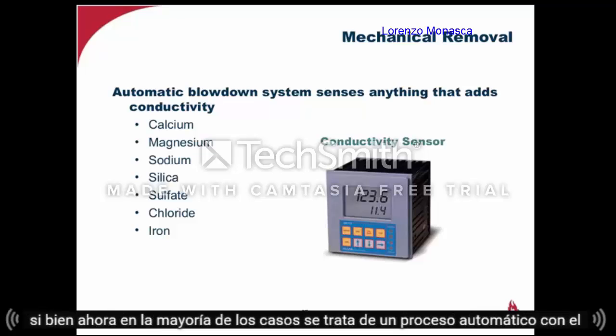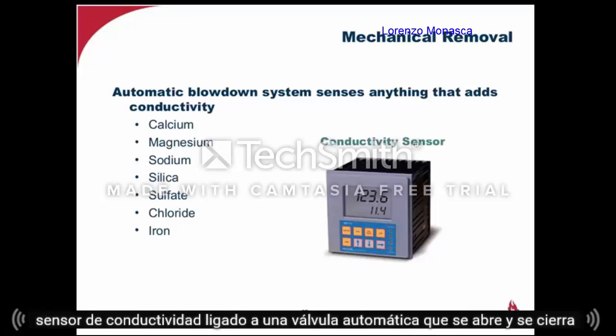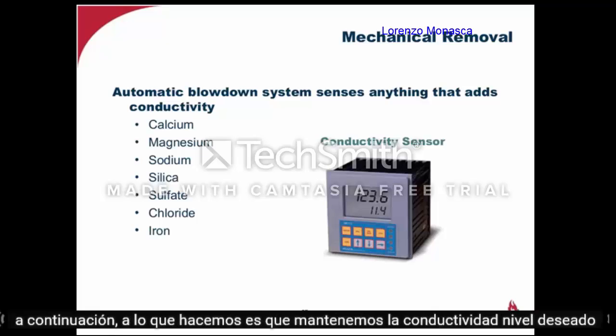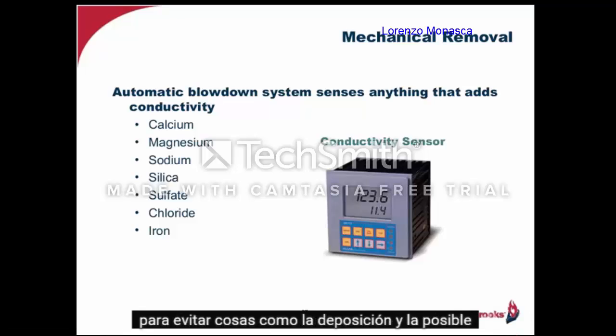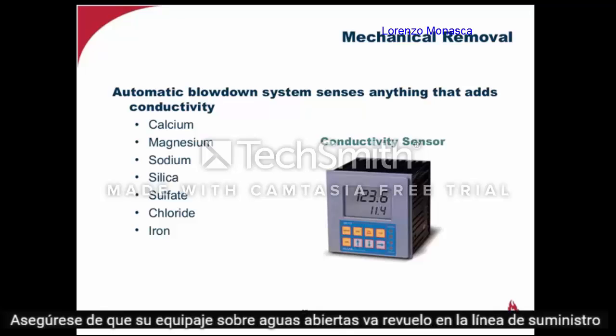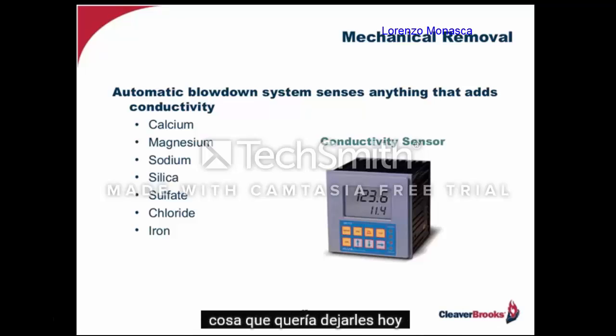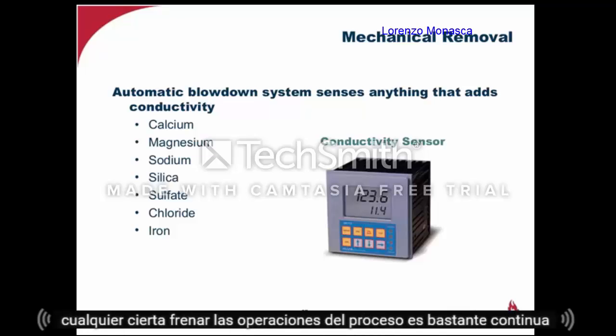Now, in most cases, it's an automatic process with the conductivity sensor tied into an automatic valve which opens and closes based on a specific control band or differential. Then what we do is we maintain the desired level of conductivity to avoid things like deposition and possible carryover of water moisture into the supply line or into the steam line, the steam quality, which I referred to earlier. But the thing I wanted to leave with you today before turning the program over to Debbie is that in any surface blowdown operation, the process is fairly continuous.